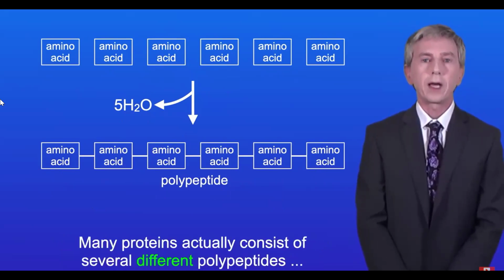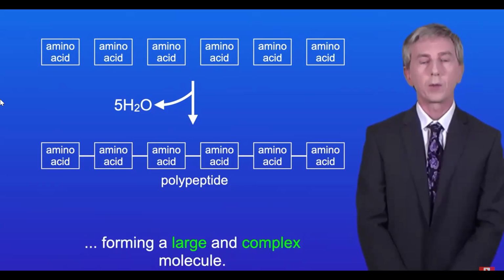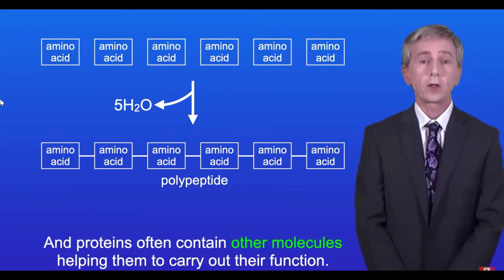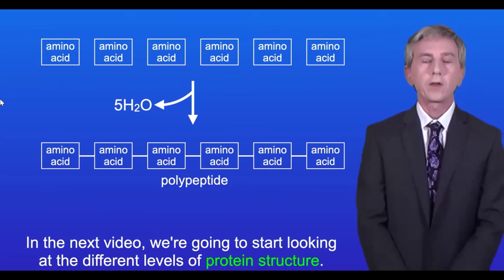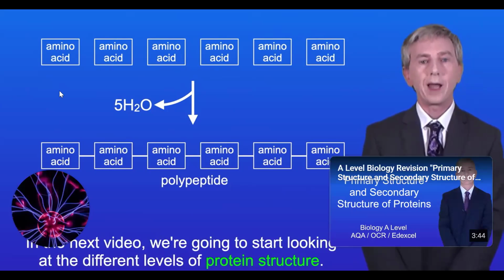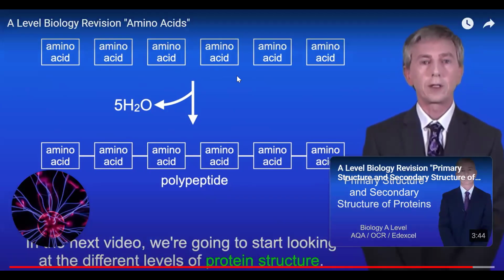Many proteins actually consist of several different polypeptides, forming a large and complex molecule. And proteins often contain other molecules, helping them to carry out their function. A good example of this is hemoglobin, which we look at in a later video. In the next video, we're going to start looking at the different levels of protein structure.